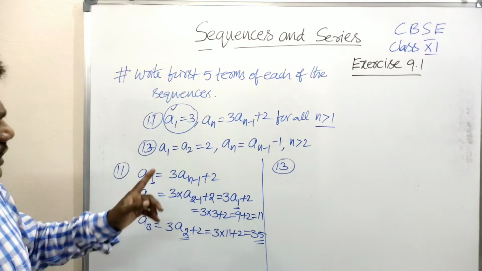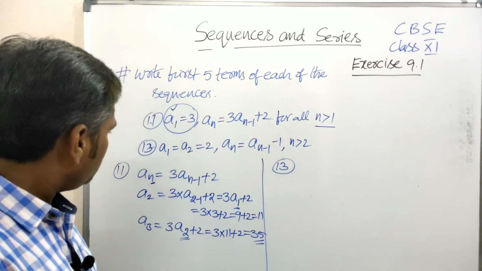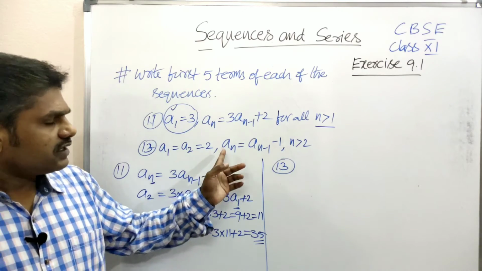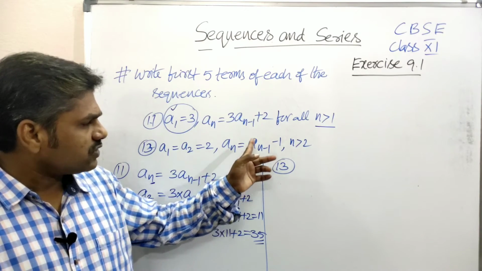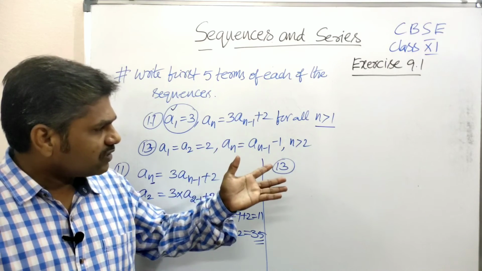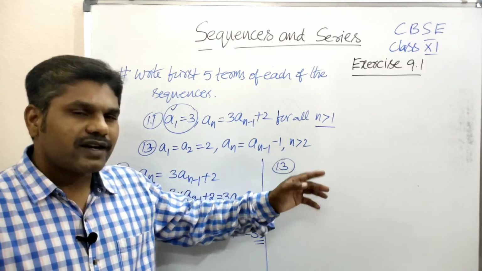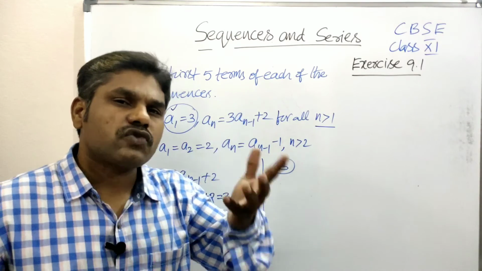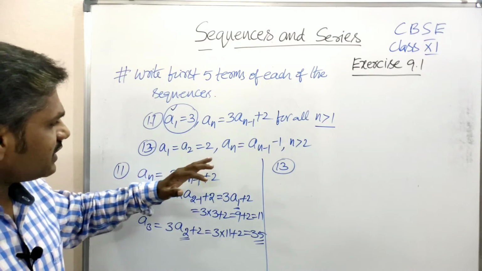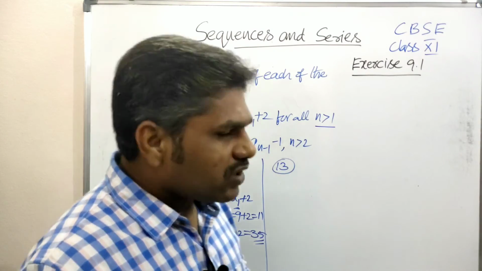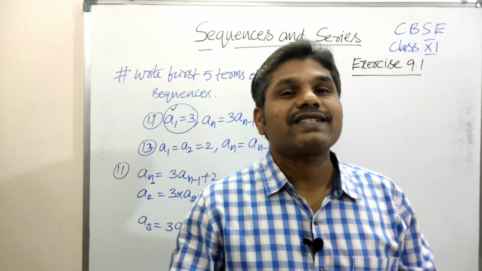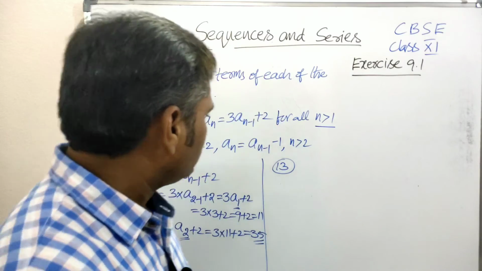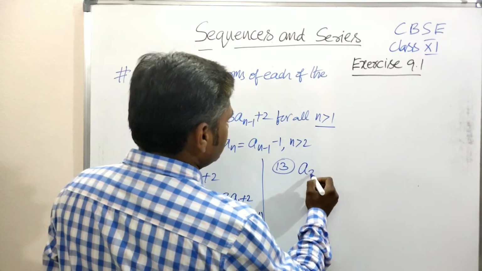Coming to the 13th question, they have given you the first and second terms also, and they define the nth term as an is equals to a(n minus 1) minus 1, where n is greater than 2 here. Since the first and second terms are already given, starting with the third term you have to find the next 3 terms, then the total terms will become the first 5, right? I am starting with a3.